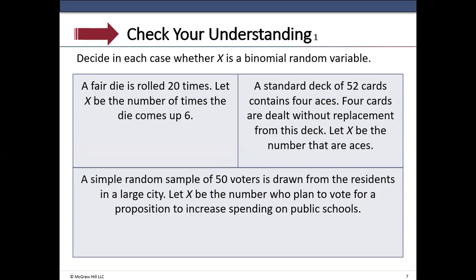Let X be the number of cards that are aces. Why? Because every time you draw a card and leave it aside, you are affecting how many cards are left, and hence the probability of success is varying from trial to trial.